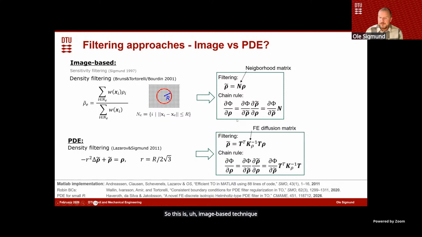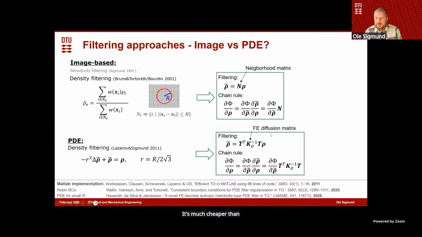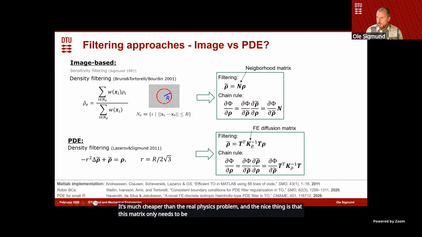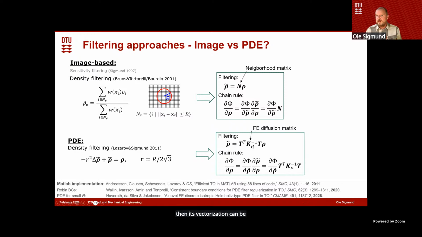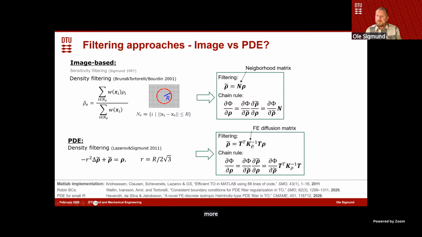In the PDE filter, you have to do a couple of things. First of all, you have to build a finite element diffusion matrix, as you could call it. It's for a scalar problem again, so it's much cheaper than the real physics problem. And the nice thing is that this matrix only needs to be built and factorized once. Then its factorization can be used to do all filterings and back propagations in the rest of the optimization. So really, it's not more expensive.